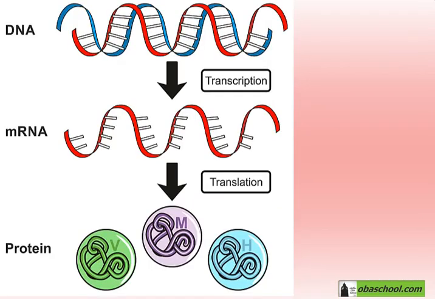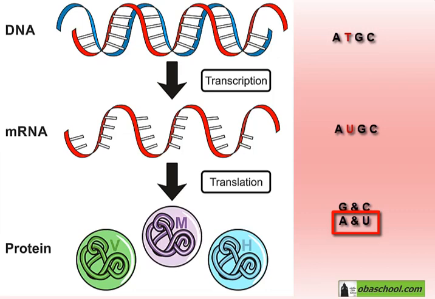In RNA, we don't have thymine, we have uracil instead. So the base pairings in RNA are guanine binds with cytosine, like in DNA. However, adenine in RNA will bind with uracil in RNA.